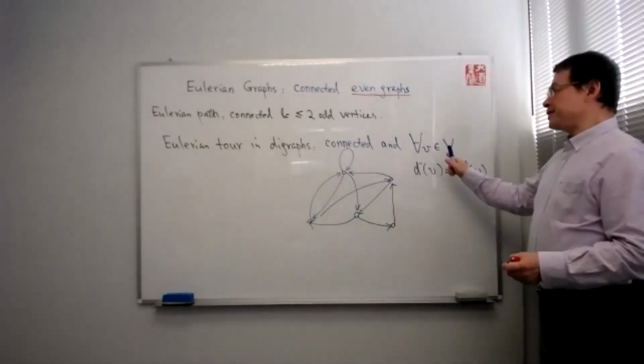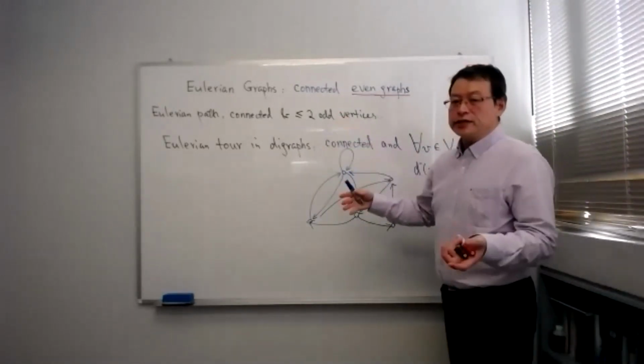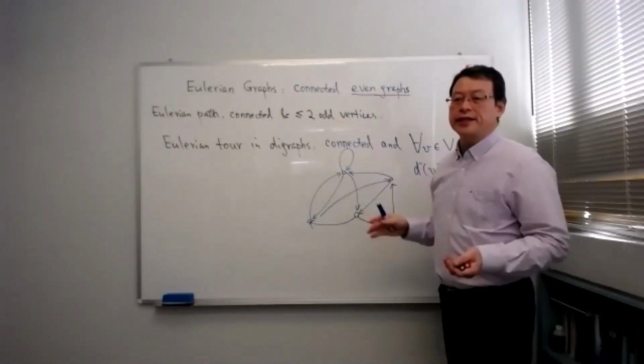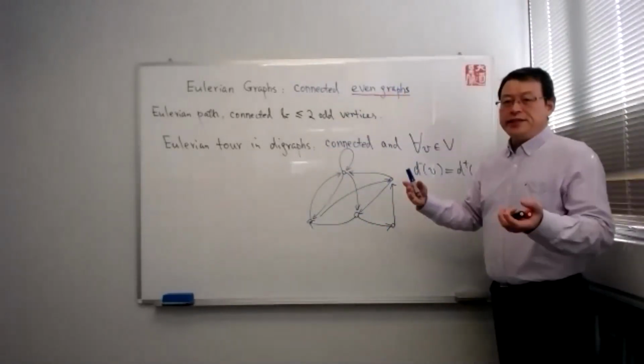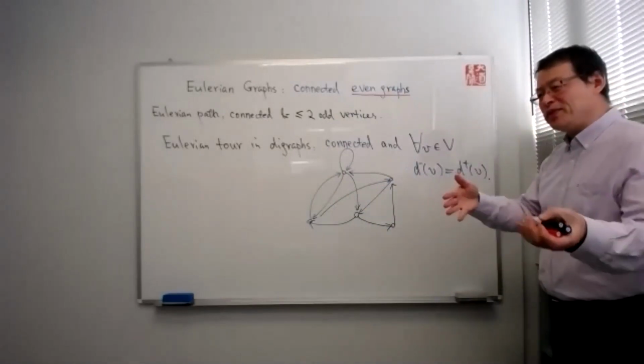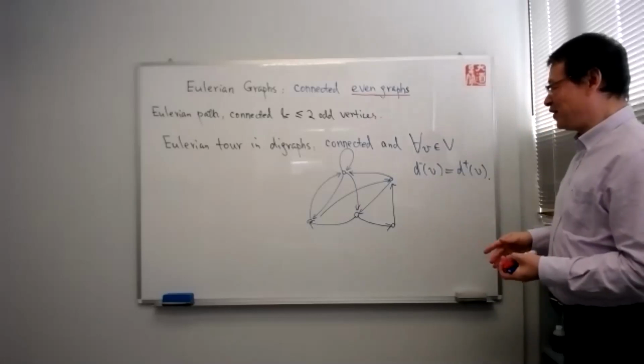So that's a sufficient condition for an Eulerian tour in a digraph. We can also talk about Eulerian points, which I will not discuss. It's easy to obtain, and from these you can obtain it by yourself. Actually, I should put it into the homework. It's a good problem for homework.